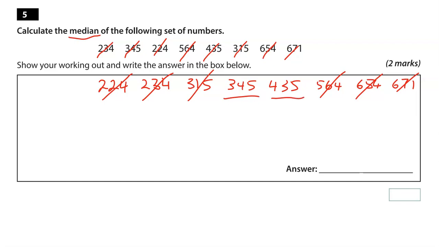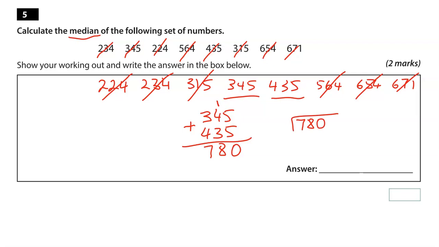In this case it's 2 of them, so we're going to add together and divide by 2. So 345 add 435, so that's 10, 7, and the 1 is 8, 3 and 4 is 7, so 780 divided by 2.